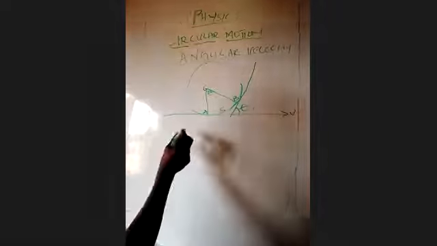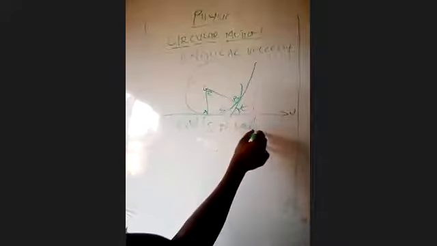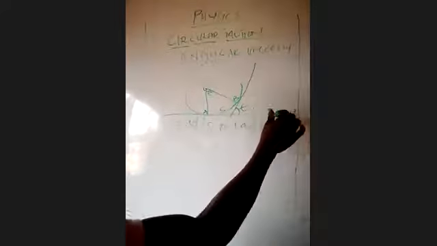Now, let's talk about the angular velocity. What is angular velocity? Angular velocity is defined as the change of the angle per second. That is what angular velocity is all about. So angular velocity is measured in rad per second, or rad s^-1.